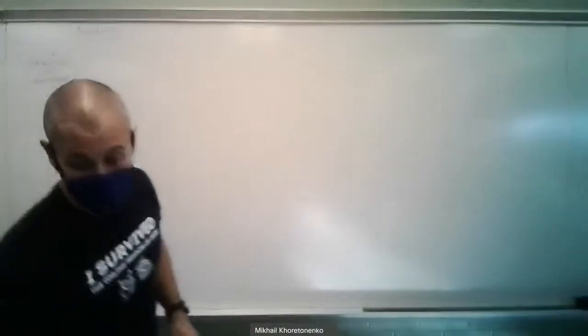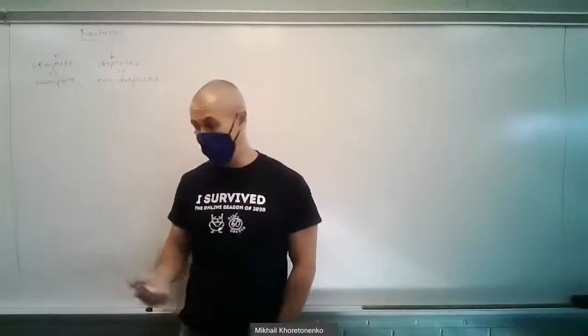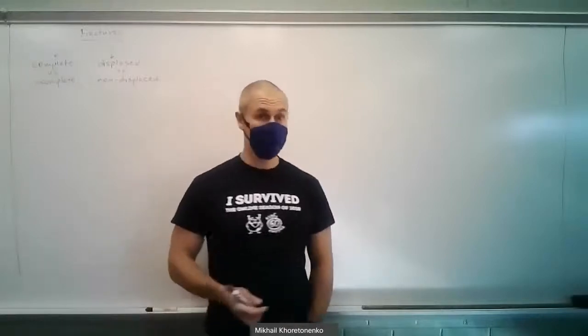Structure that goes all the way through versus structure that does not. You need to be able to tell apart displaced versus non-displaced. Okay, so in non-displaced, the ends of the bone remain in perfect alignment, and in displaced fracture, they are out of alignment.